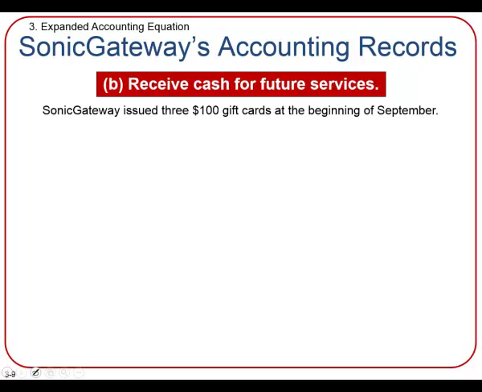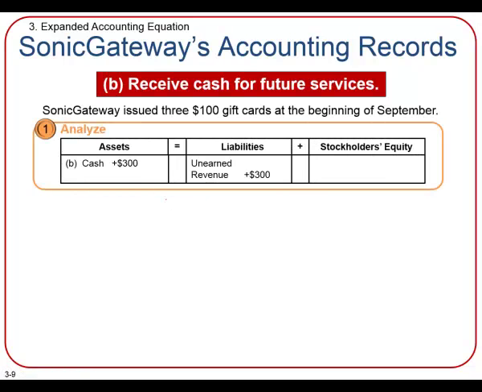SonicGateway issued three $100 gift cards at the beginning of September. If we analyze this transaction, in this case, cash, which is an asset, will increase by $300 because we sold those gift cards. But now we introduce the unearned revenue account. We haven't done anything to earn those gift cards. The service has not been rendered. So legally, it's not our money. We have to put it as a liability.